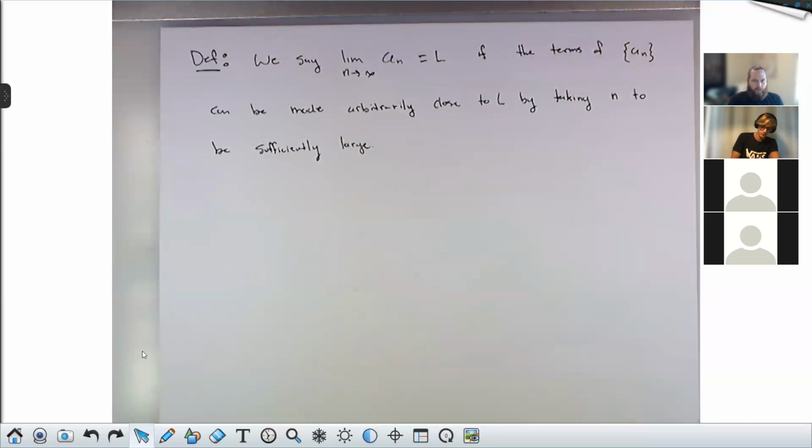So the word arbitrarily here, arbitrarily close, means if you specify some closeness, right? I want the terms of the sequence to be within 0.5 of L, then I can guarantee that by finding an n big enough. And if you can do that for every closeness, there is some n that gets your sequence's terms within that closeness of L, then we say the limit as n goes to infinity of an is L. Intuitively, just think horizontal asymptote. That's it, right? L is the horizontal asymptote for the sequence.